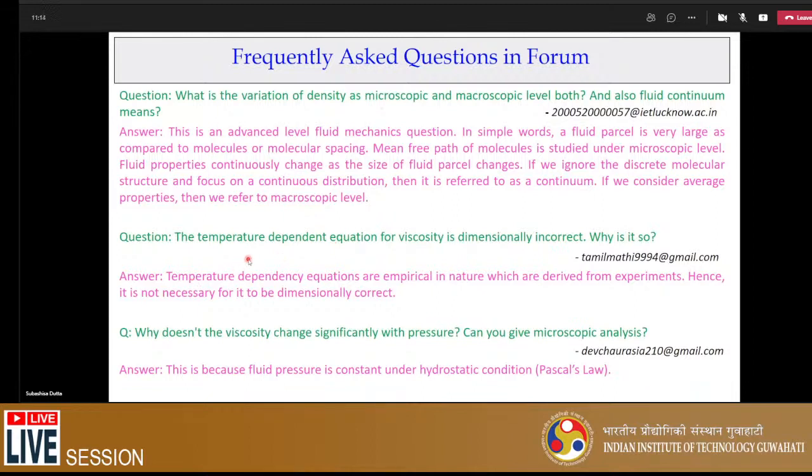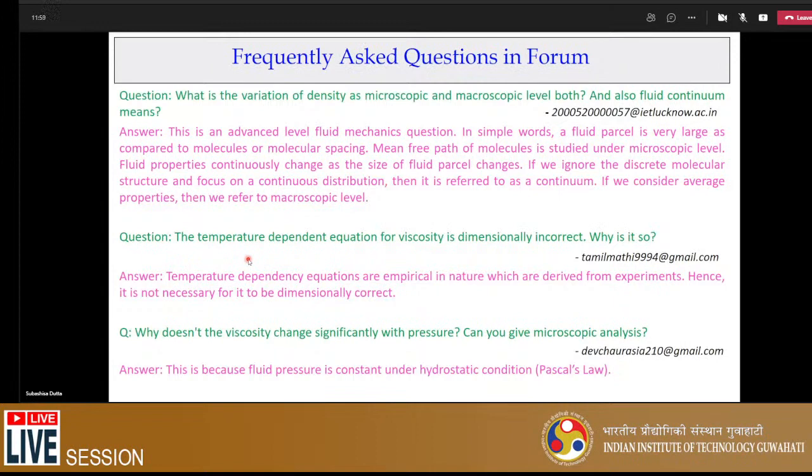Another question: the temperature dependent equation of viscosity is dimensionally incorrect. I agree with that, because these empirical equations are derived from a particular range of data, on how viscosity is a function of temperature. As experimental empirical equations, dimensionally they are incorrect. That is what happens when you establish this relationship between temperature and viscosity: you will have dimensionally incorrect forms. We will also discuss similar types of empirical equations later on.